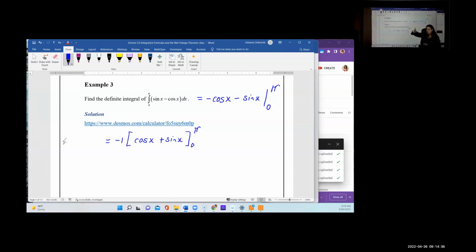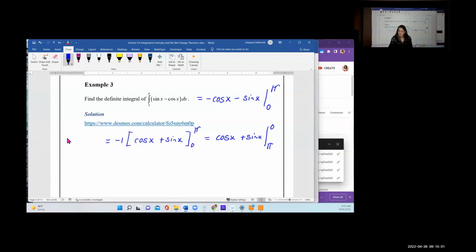Yes, that's right. So Brittany said we could switch the limits of integration, and if we switch those limits of integration, it gets rid of the negative. So that would give us cosine of x plus sine of x evaluated between pi and 0, right? Which is a different way of thinking about it, right?